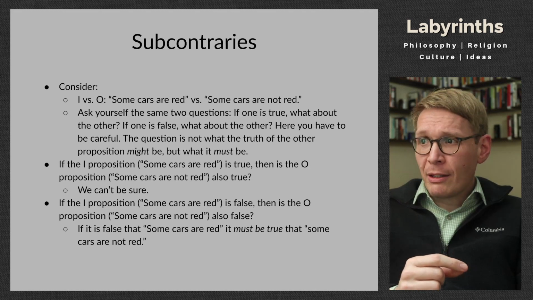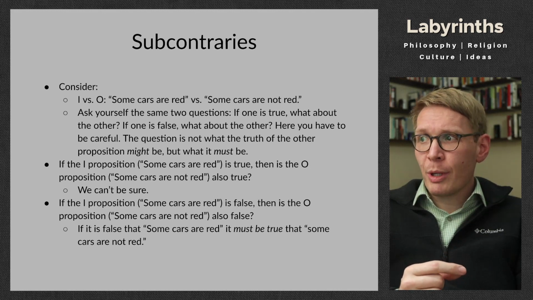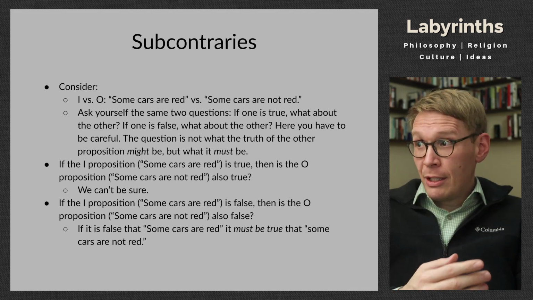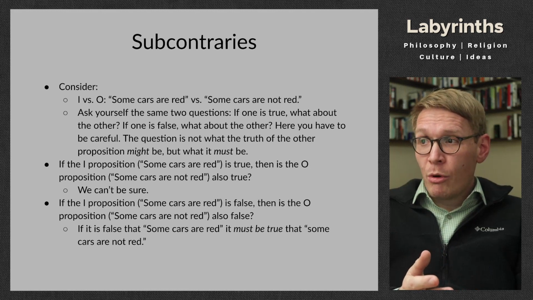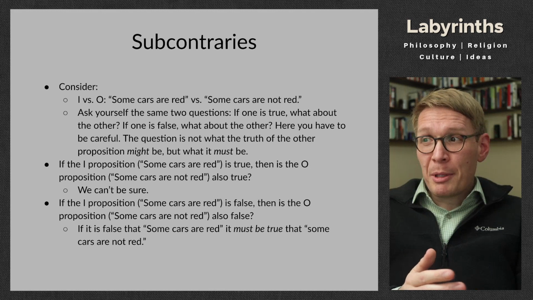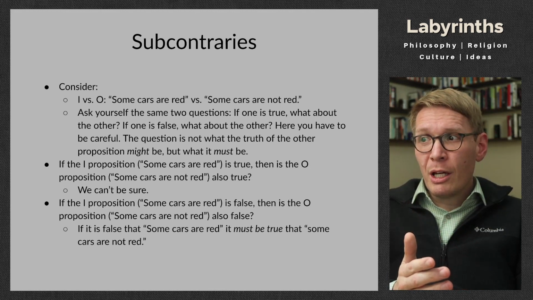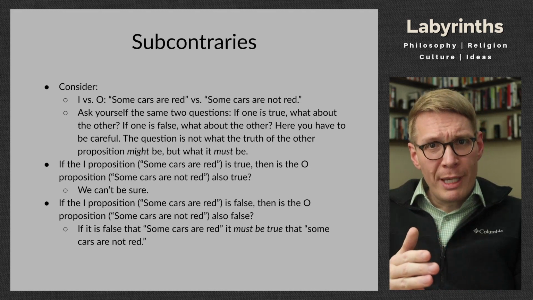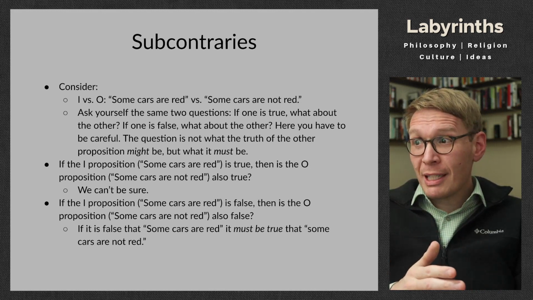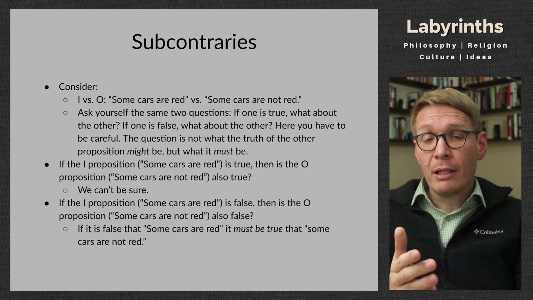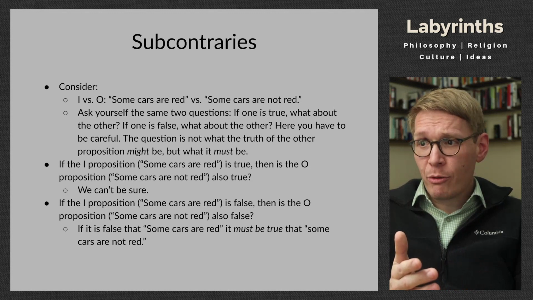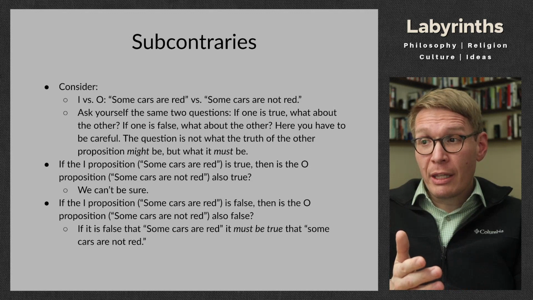So looking at these options here, if the I proposition, in our case, some cars are red, is true, then is the O proposition, some cars are not red, also true? Well, we can't be sure. Because if you have some cars and you say some of those cars are red, unless you have further information, you can't determine. Maybe it's the case that all the cars are red, right? And I can't know that logically without more information. Let's look at if it is false.